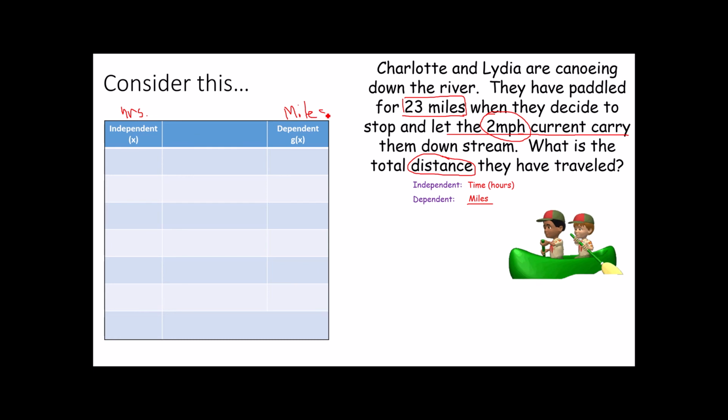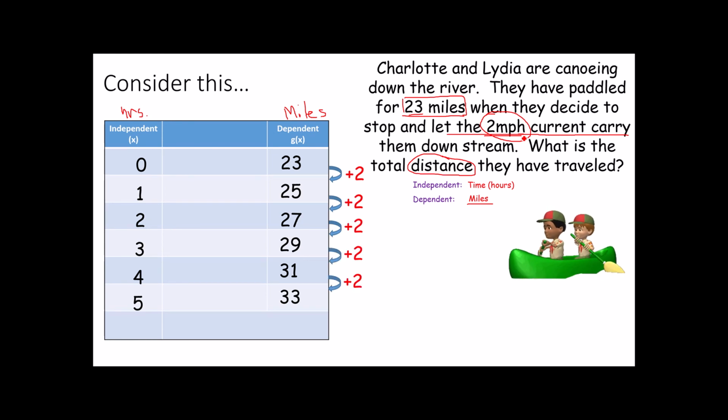If you struggle with that point, but you think you've got it now, I'd suggest pausing the video and filling in the table on your own. I'm just going to keep going. The independent variable, if 0 hours pass, the problem tells me they've already paddled 23 miles. But if another hour goes by, the current will have carried them 2 more. If another hour goes by, the current will carry them 2 more, and I can continue that until I have the entire table. Now, hopefully you've realized that this is a constant rate of change.